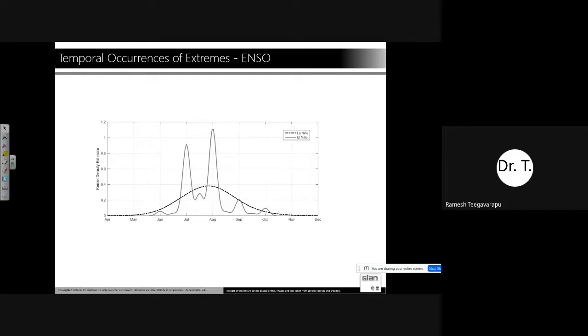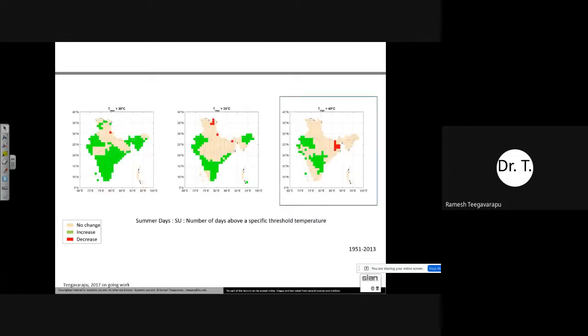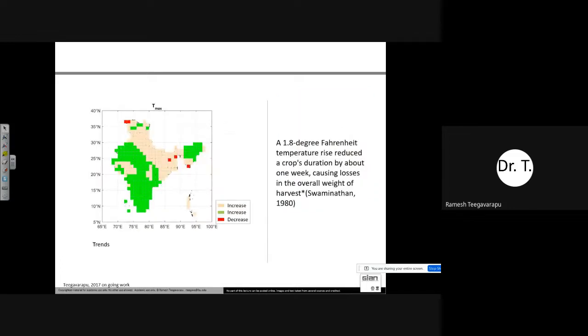But for La Nina, they're occurring all over the 3 months or 4 month monsoonal period, okay? Now, the temperature trends here are based on 30 degrees, 35 degrees, and 40 degrees. So definitely, we are seeing an increasing trend in the temperatures which are more than 30 degrees, 35 degrees to a lesser extent. 40 degrees, some parts are experiencing an increasing trend. This is based on historical data, of course, 1951 to 2013.